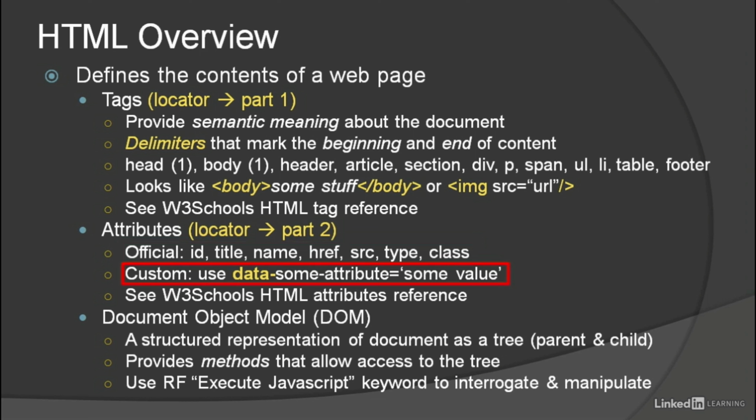The HTML specification also allows us to add custom attributes to HTML tags if we want to. The correct way to do that is to prefix the name of your attribute with data dash. So we could say data-testerinfo equals some value.